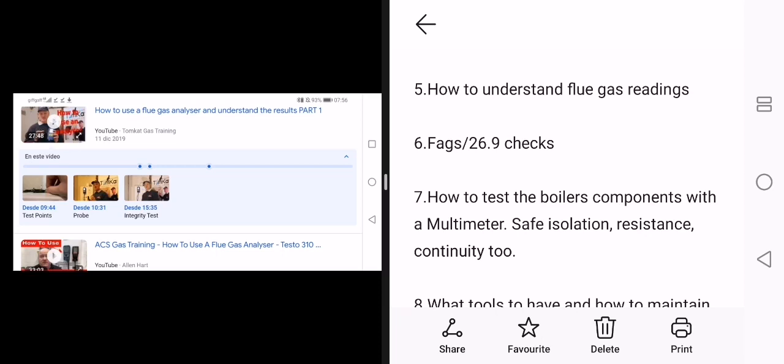When you're doing your flue integrity test with your air coming in, what's my percentage of O2? What am I allowed on my O2? So get to understand this for yourself. It's important to know how to understand your flue gas readings. Do your printout and put it on the boiler, take a picture.